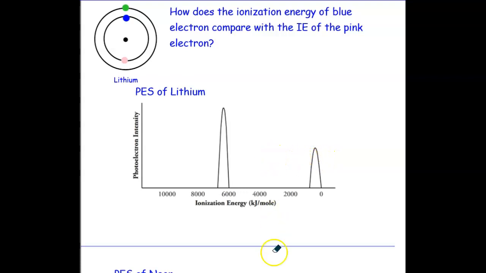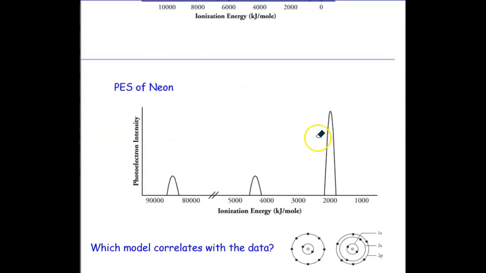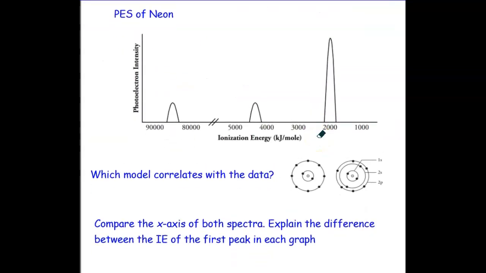We can write the electron configurations. 1s2, 2s1. Now let's look at the PES of neon. Pause the video and try to answer both the questions.